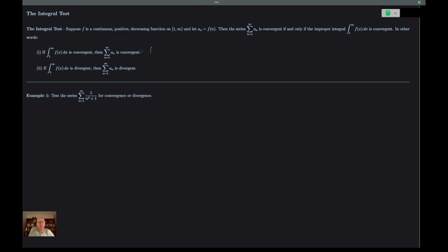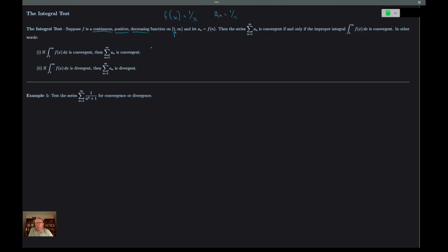So the first test that we are looking at is called the integral test. If we have a function, and all three of these words are important for this test: a continuous, positive, decreasing function on the interval 1 to infinity. This could really be anything, as long as it's defined. It doesn't have to start at 1; it can start at any positive number, really. And we have the infinite series, where we let a sub n equal f of n. So if f of x is 1 over x, then the series is 1 over n.